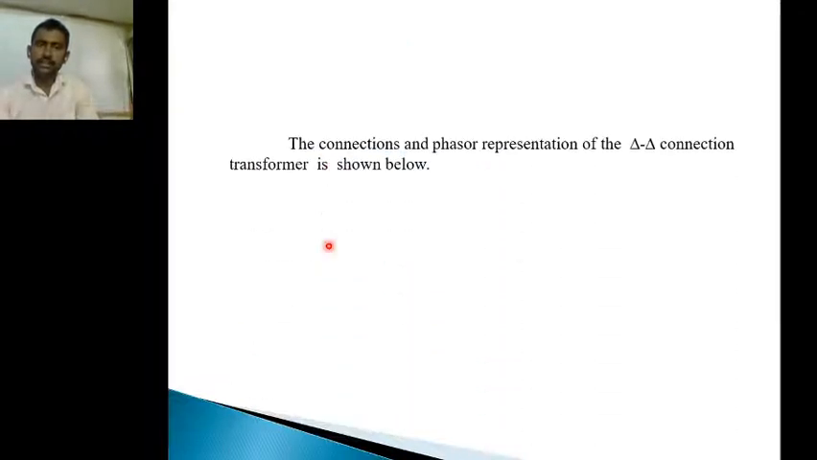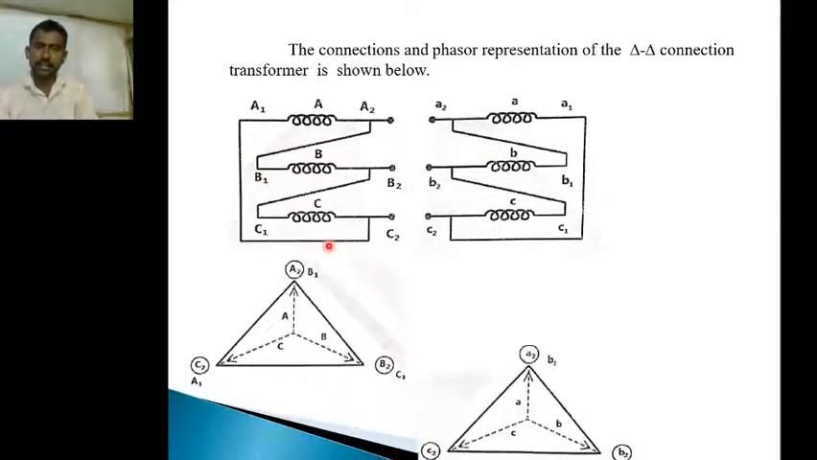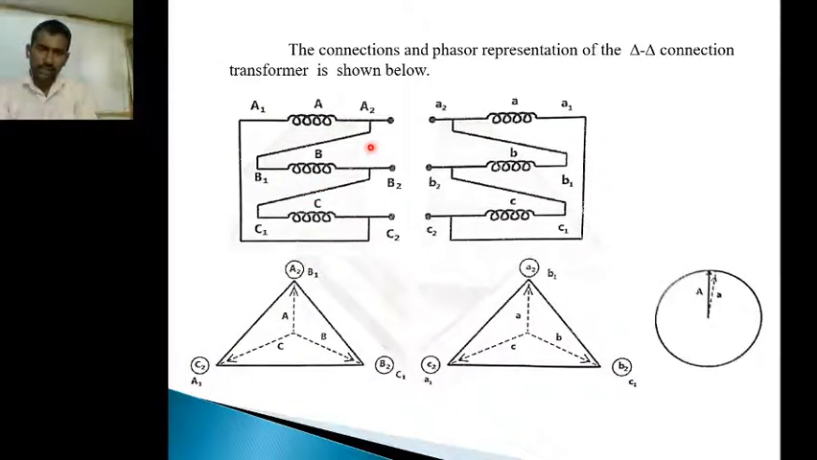However, the connections and the phasor representations of the delta delta connection are as shown in the figures. Here we have delta connection and delta connection, and we already explained how to identify a delta connection. If one phase end is connected to the starting of another phase, and the end of that phase is connected to the starting of the remaining phase, then that connection is called delta. If all the ends are connected to a single point, then that connection is called the star connection.